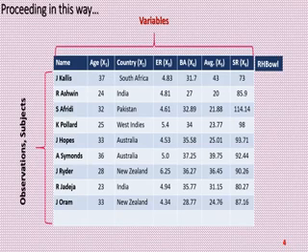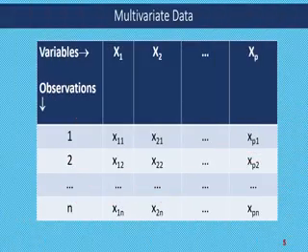Now, what are the different types of analysis that we do? The general form of the multivariate data set is like this. Here we have p variables and n observations. For each variable corresponding to each observation we have one value. So ultimately we have p times n values in my entire data set.